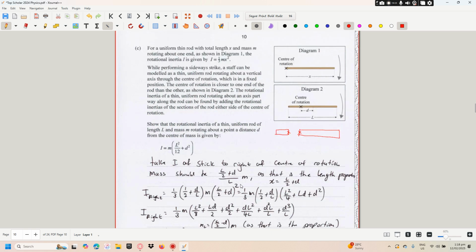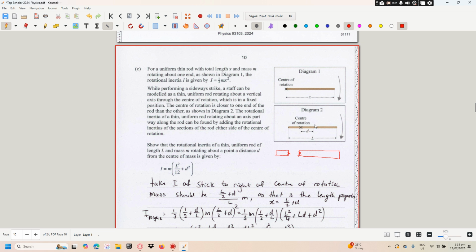So the mass to the right of the stick is L on 2 plus D divided by L times M. The reason for that is L on 2 plus D is this distance here. If you divide that by the total length and multiply by mass, you get the proportion of the total mass that this piece of the stick represents.